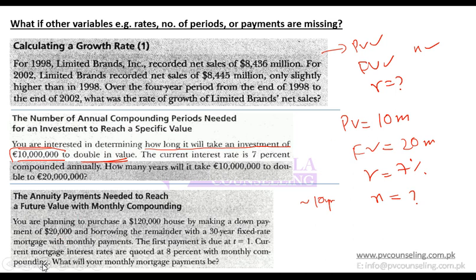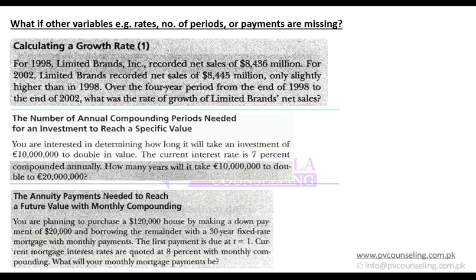Similarly, if you have all of these and you want to calculate payment, you can also do that. For example, you are planning to purchase a $120,000 house by making a down payment of 20,000 and borrowing the remainder with a 30-year fixed rate mortgage with monthly payments. The first payment is due at t equals 1. This means this is an ordinary annuity. Why? Because had it been an annuity due, payment would have been made at t equals 0. Current mortgage interest rates are quoted at 8% with monthly compounding.